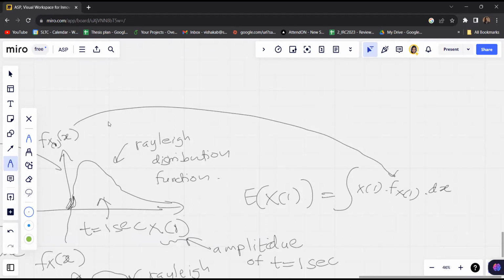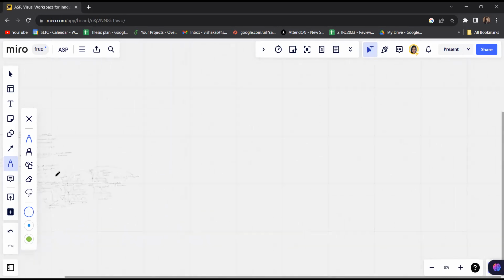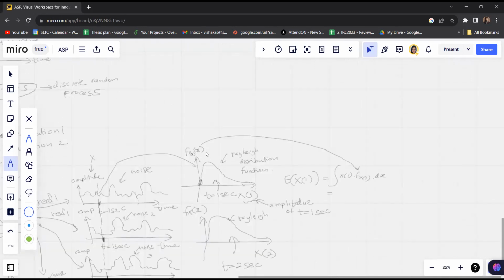The average value of x1 comes by multiplying the random variable with its probability density function. The probability density function is a Rayleigh distribution function, and we can find the average amplitude at x1, right? So that is the idea about the expectation operation that is used to measure the average value of the amplitude that you can get at a certain time instance, right?